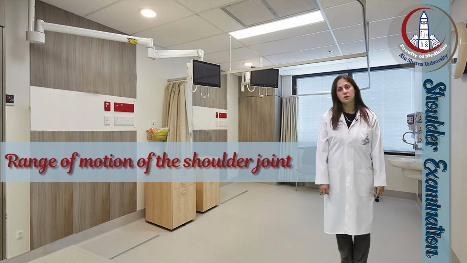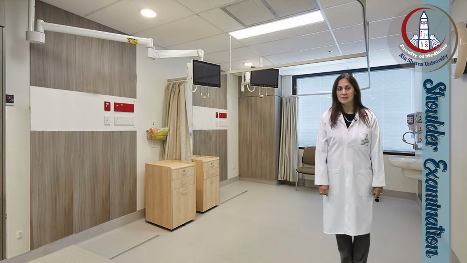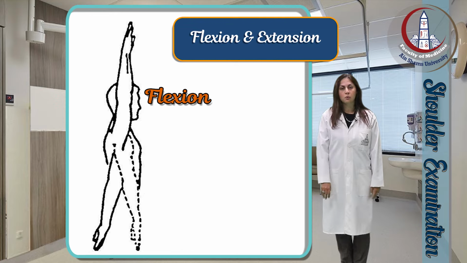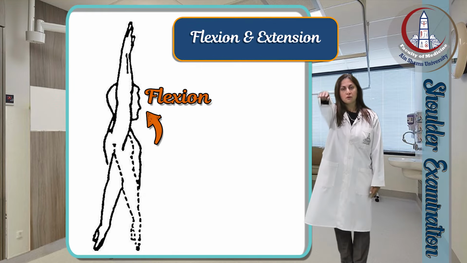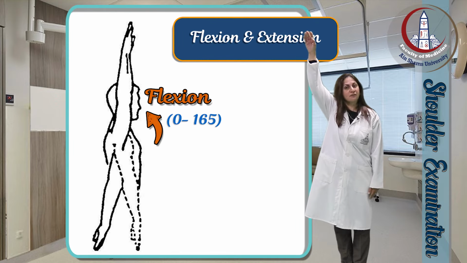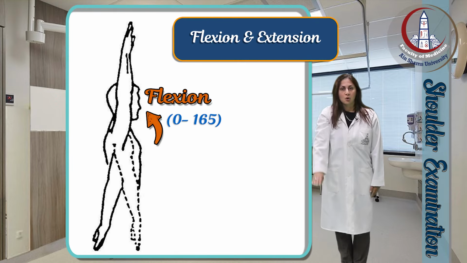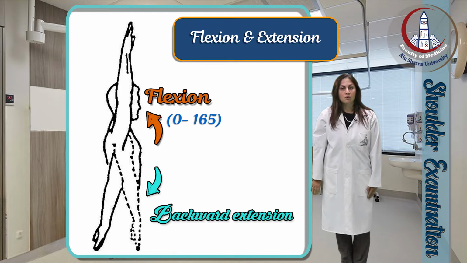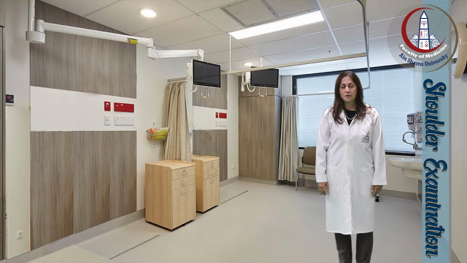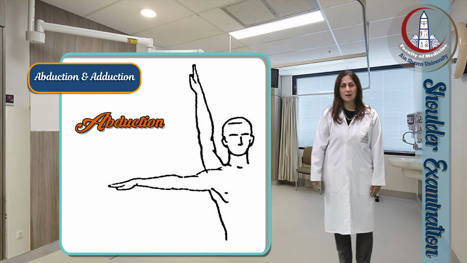Coming to the range of motion, the shoulder joint typically allows a wide range of motion. We will start with flexion and extension. Flexion signifies that you will raise your arm forward and upwards till you reach almost 165 degrees. When it comes to extension, you will move it backwards and posteriorly, and this movement reaches 60 degrees.